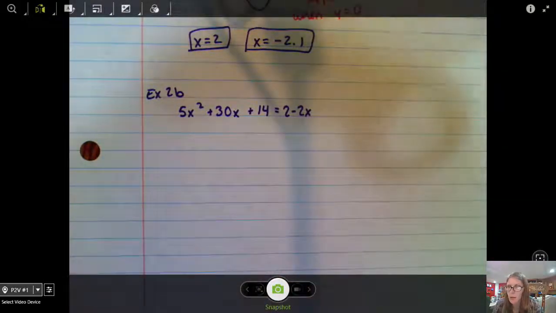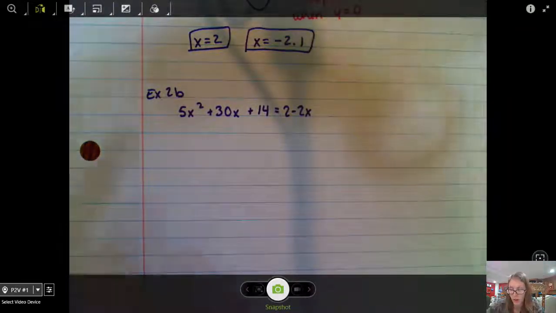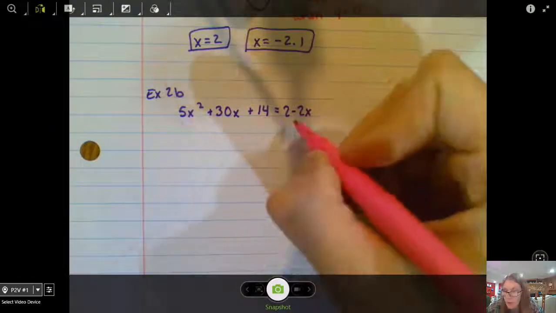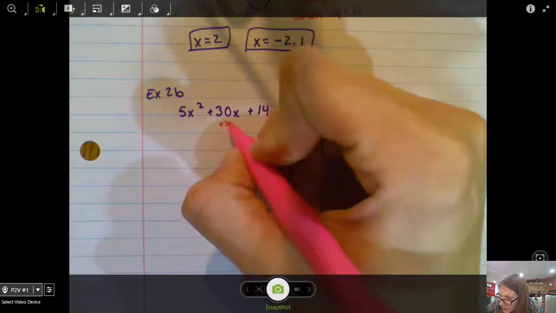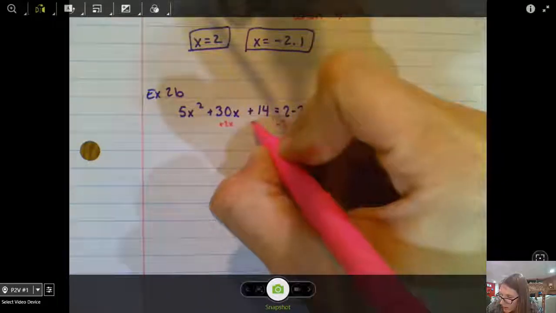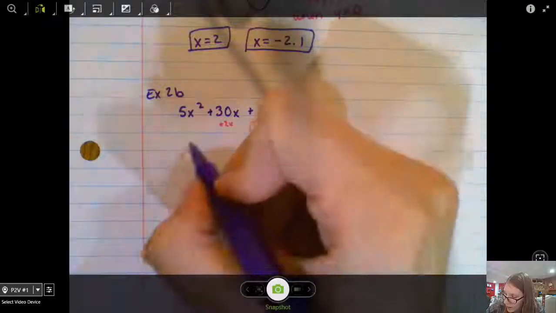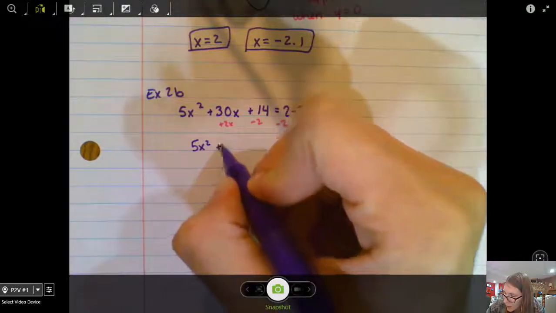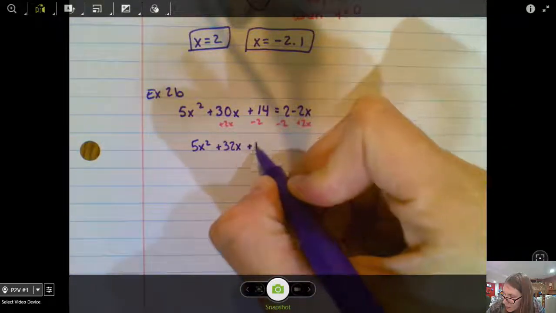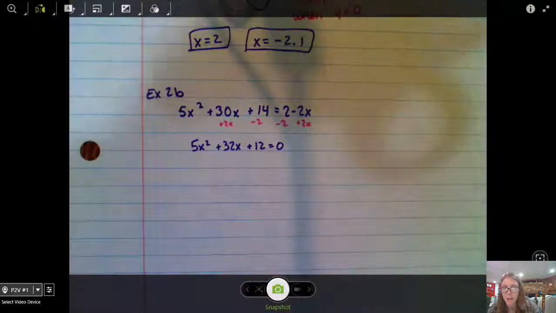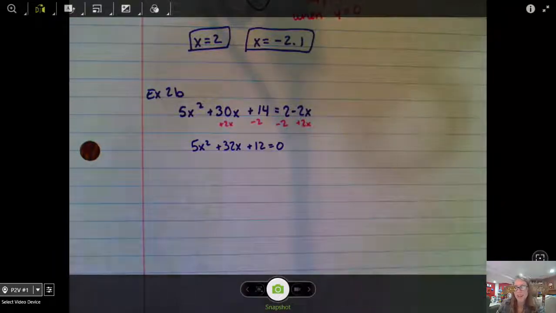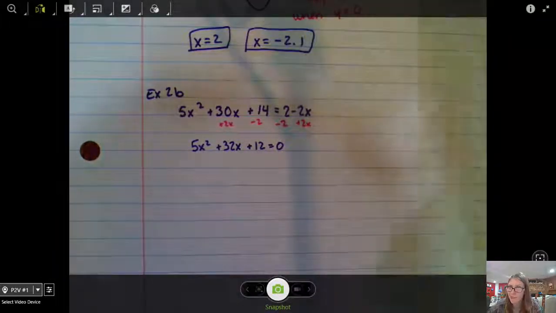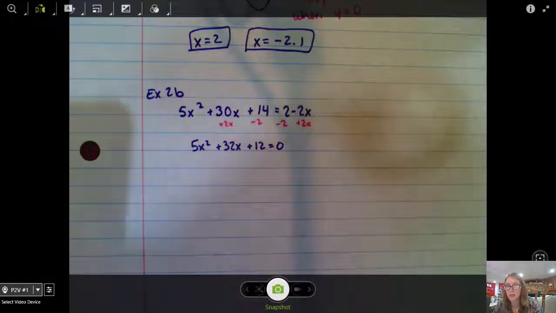Again, similar to our last problem, this equation is not in standard form for a quadratic equation. I need my equation to equal 0. So I will add 2x to both sides and also subtract 2, giving me 5x squared plus 32x plus 12 equals 0. And similar to our last problem, I don't necessarily want to try to factor this. Maybe it will, maybe it won't. I don't know. So let's use our graphing calculators.